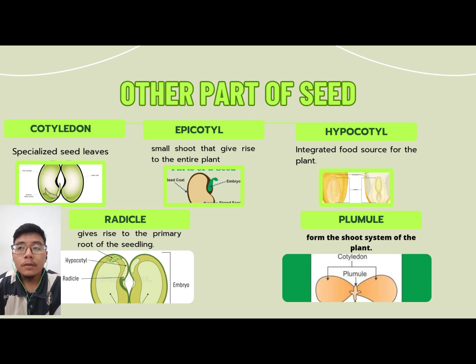The fourth one is the cotyledon, a specialized seed leaf, and last but not least is the epicotyl, a small shoot that gives rise to the entire plant.